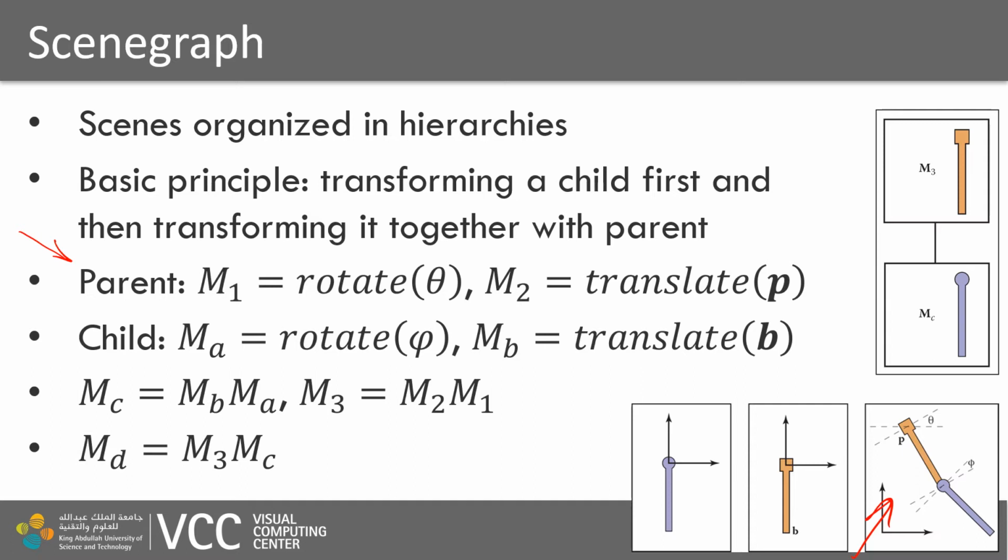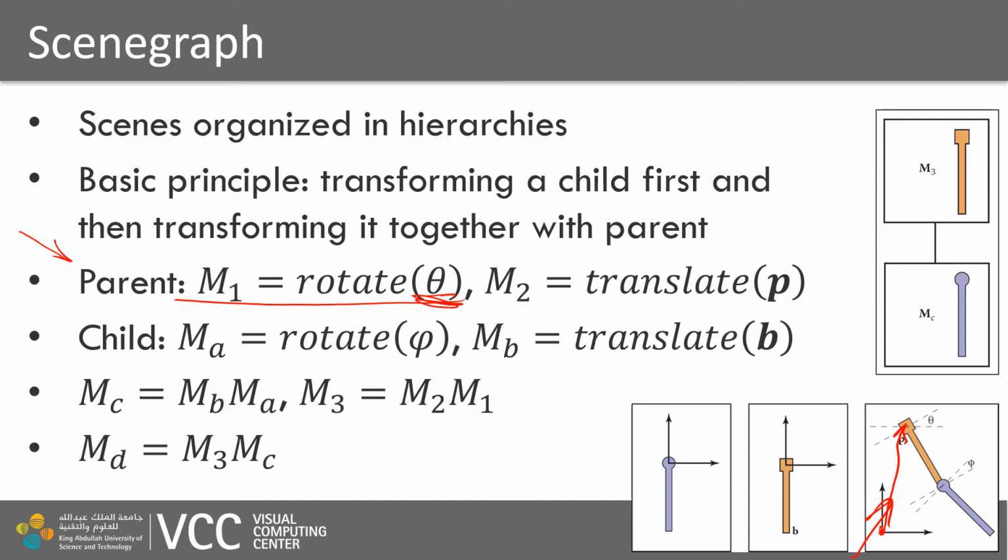We first perform the rotation around the origin by the angle theta, and then we translate it to a certain point P. So we have, this was the origin position. First we rotated it slightly by theta, and then we translated it here.